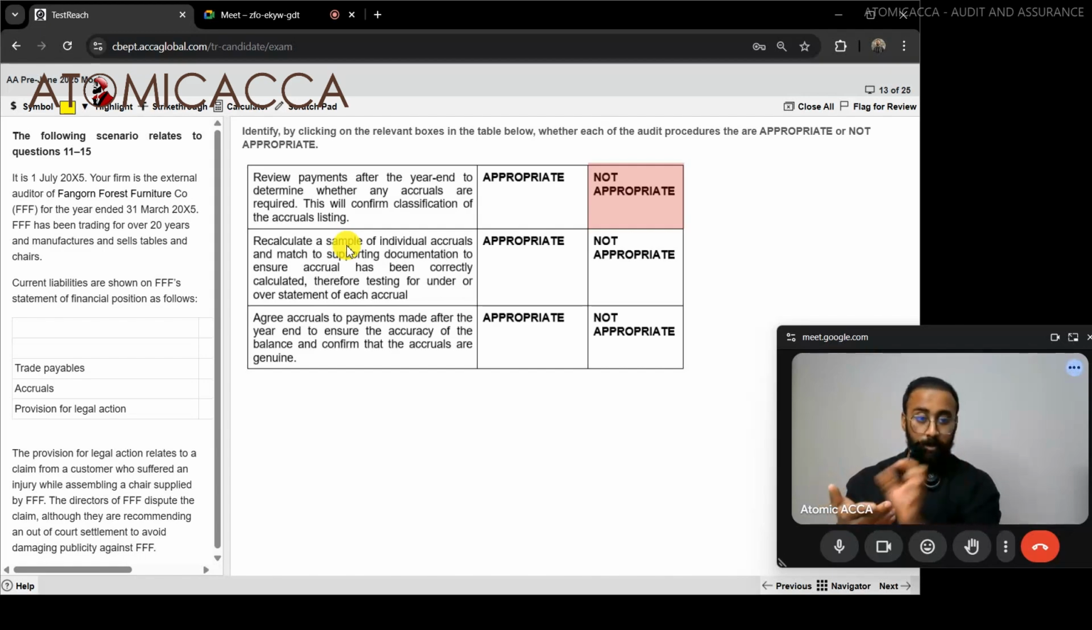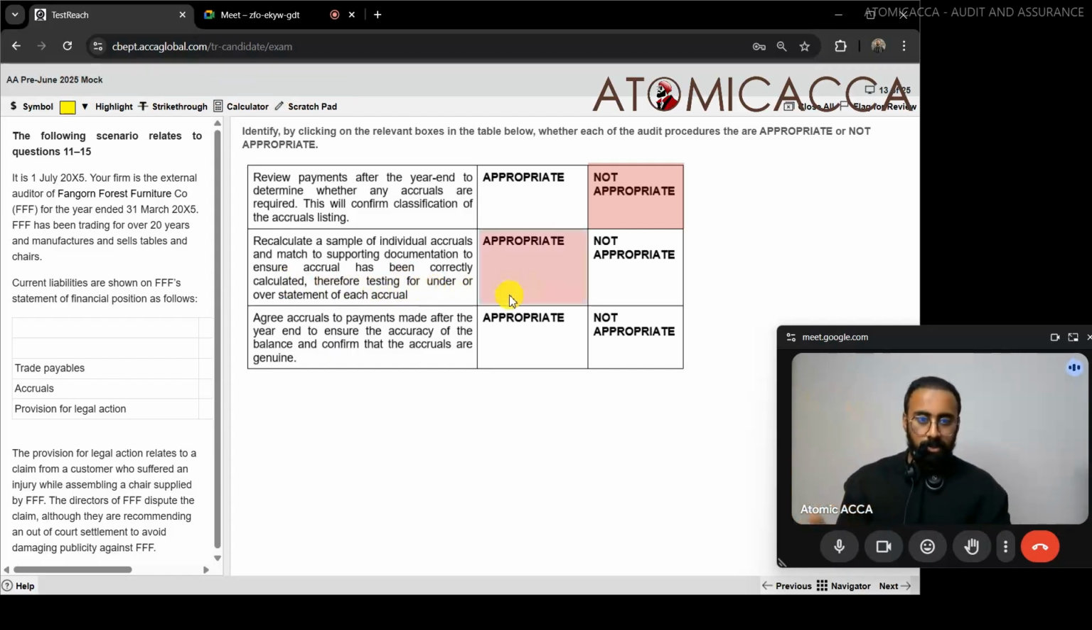So what will I confirm from here? If I do this correct confirmation, I can find out that accruals have been correctly calculated, that I have to give Mr. A this much, and it will also help in understanding whether it is under or overstated. So this is correct. Option D, agree the accruals to payments made after the year end to ensure the accuracy of the balance and confirm that the accruals are genuine.